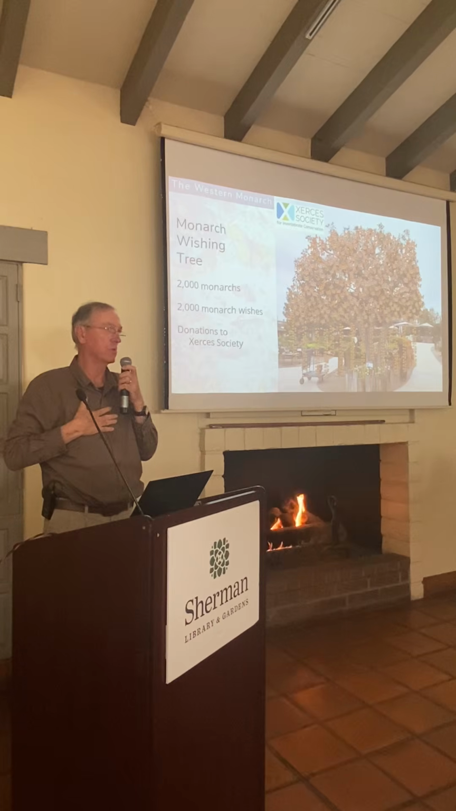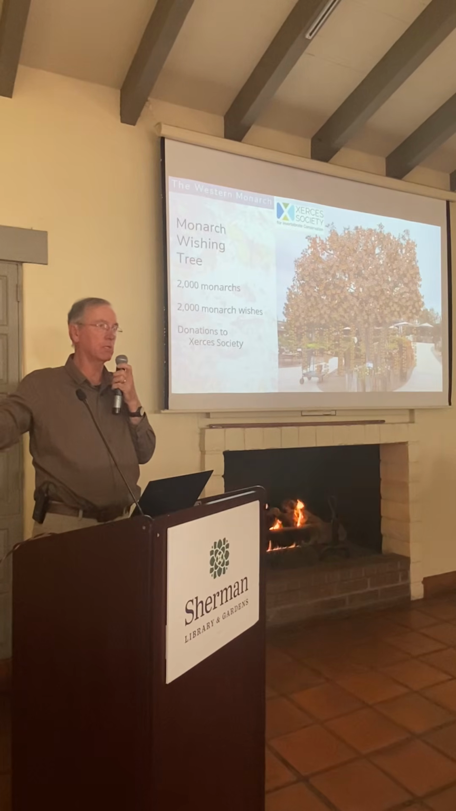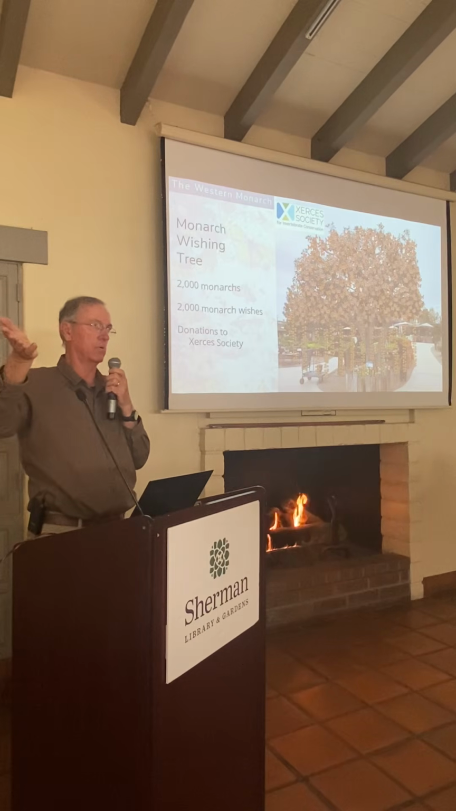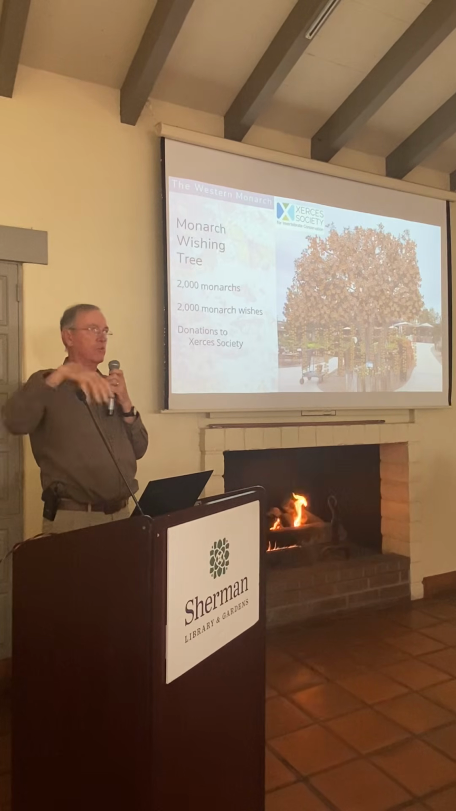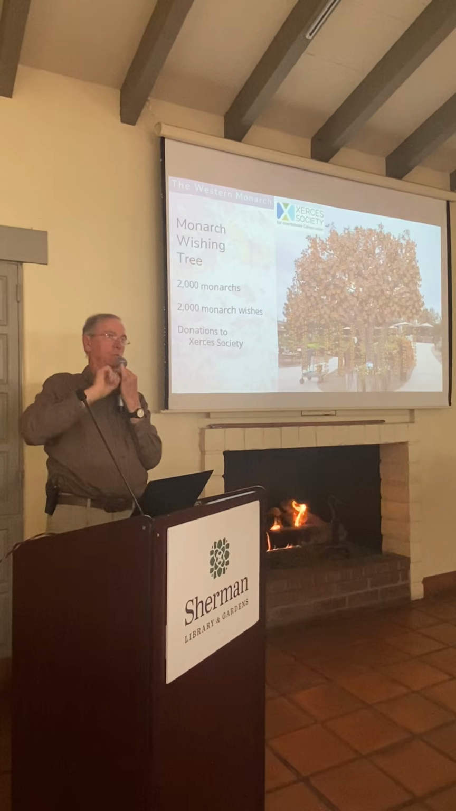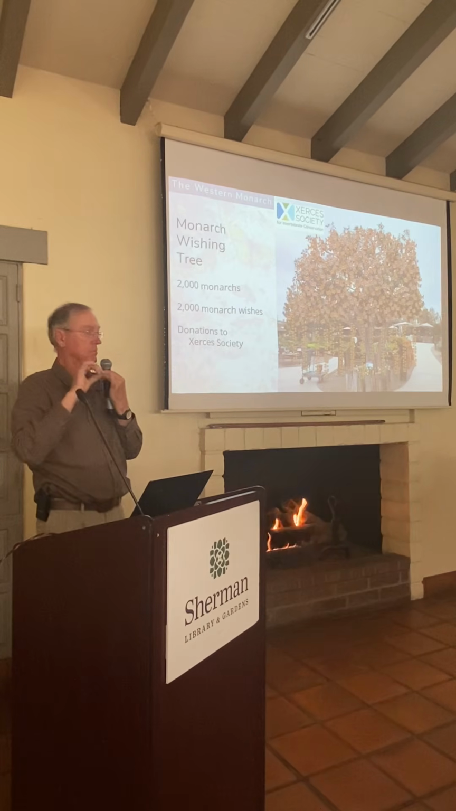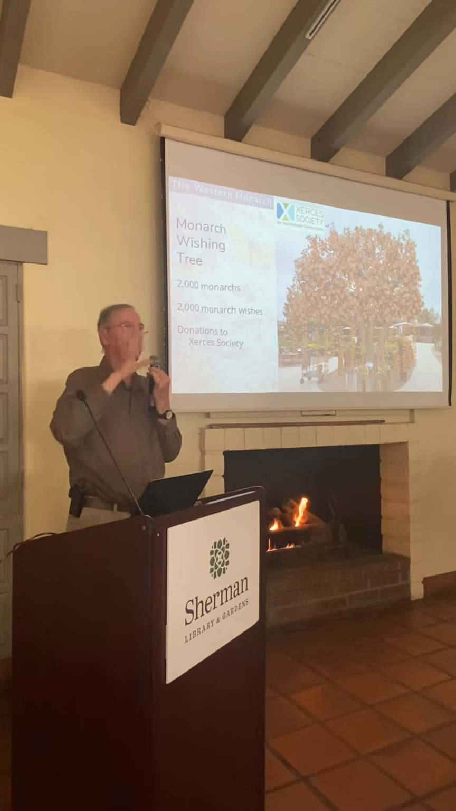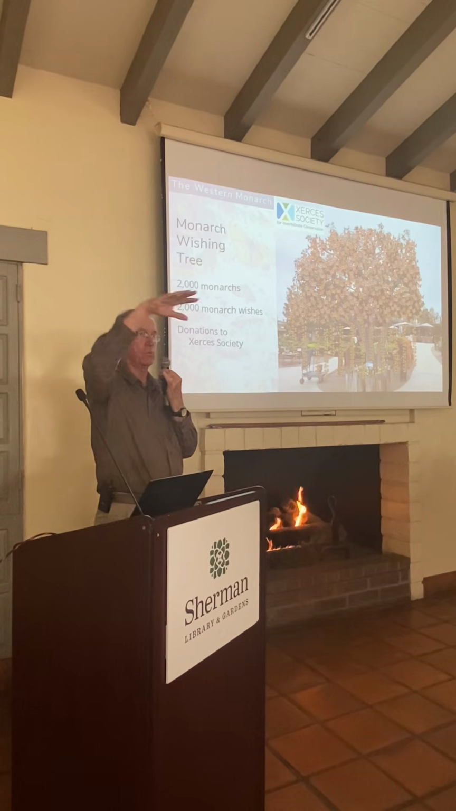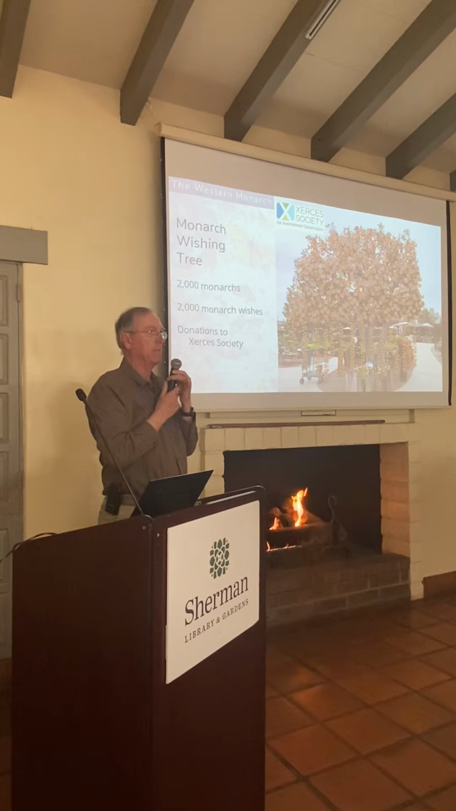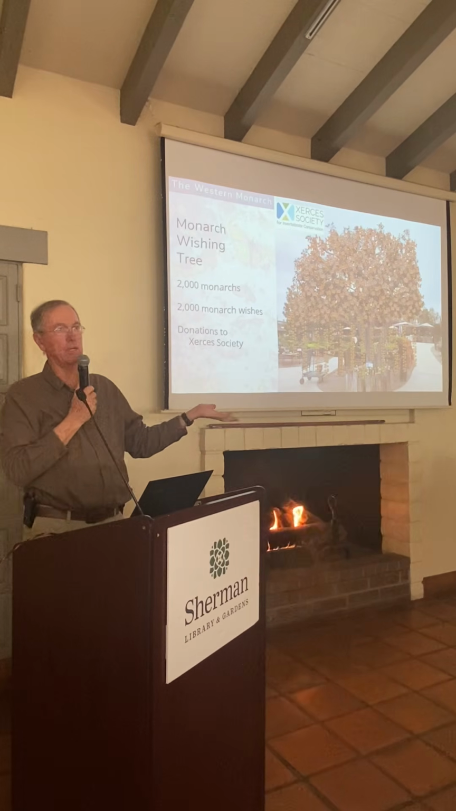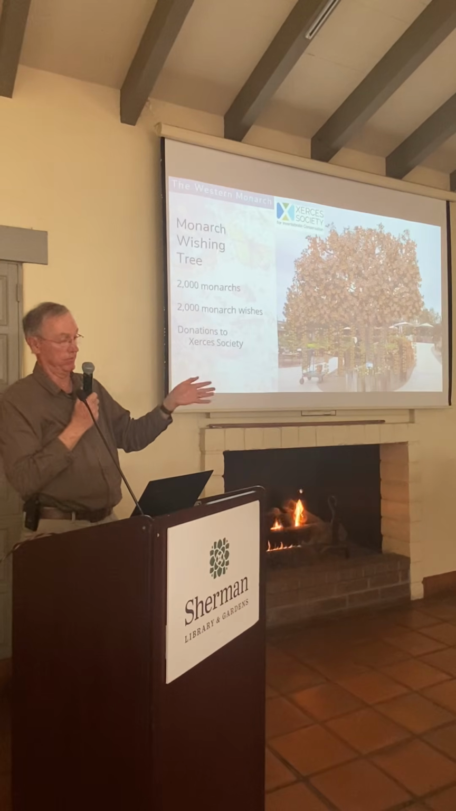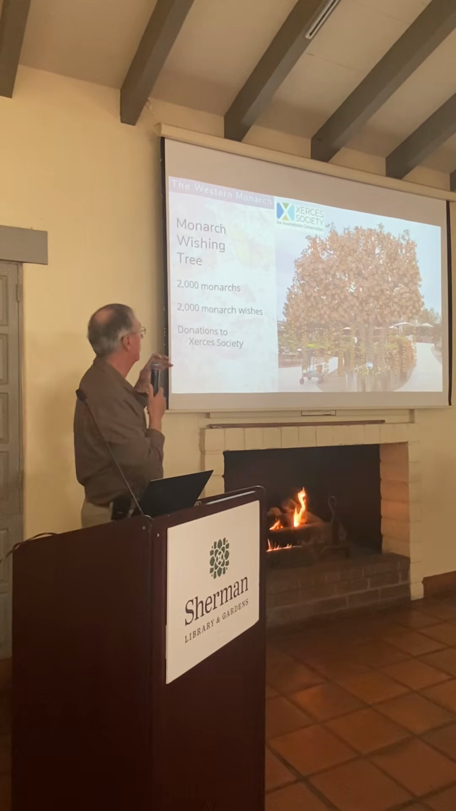It doesn't go to us, it goes to the Xerces Society, the leading conservation organization in North America working on monarch recovery. With that $5 contribution, you can write your wish, or the date, or your name, or the score of the Dodgers game, or whatever you want on the back of that monarch, and hang it on that tree and add it to the wishes that are there. All we ask is that you make a donation for monarch conservation. If you want to have 5 monarchs, great. If you want to have 100 monarchs, that's even better.